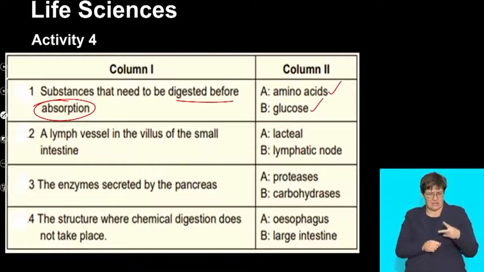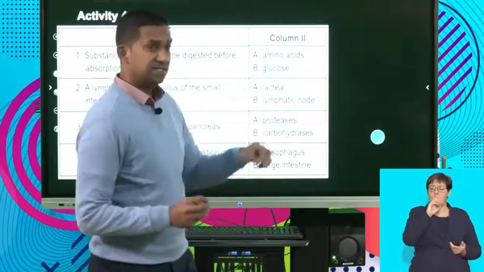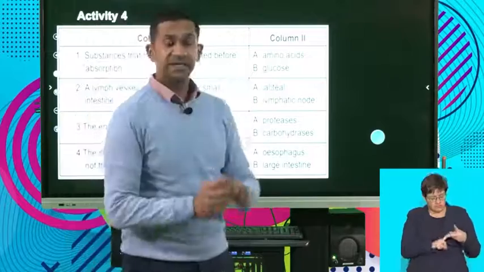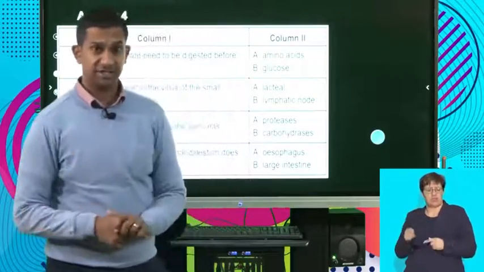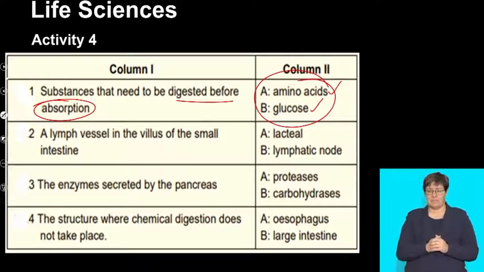Are these substances that need to be digested before being absorbed? No. If you think about it, amino acids are the product of protein digestion. Glucose is a product of carbohydrate digestion. So both of these do not need to be broken down any further, and hence can be absorbed easily after digestion. So the answer here, if you go back, will be none of these terms A and B. Okay, let's move on to the next statement.